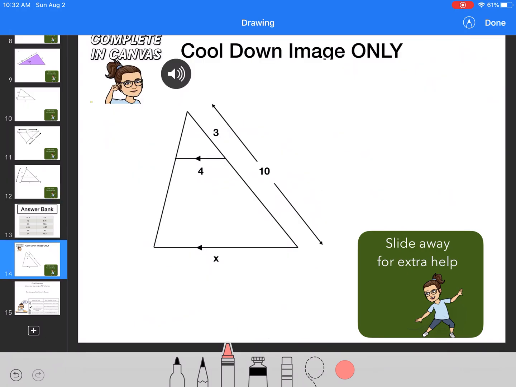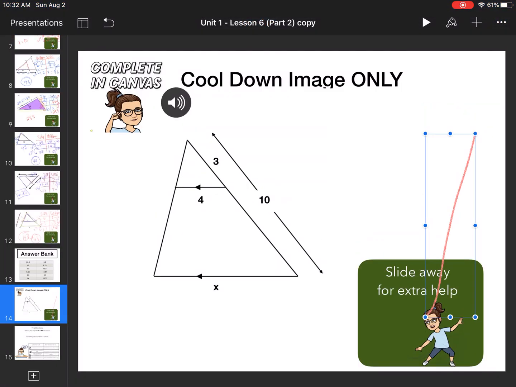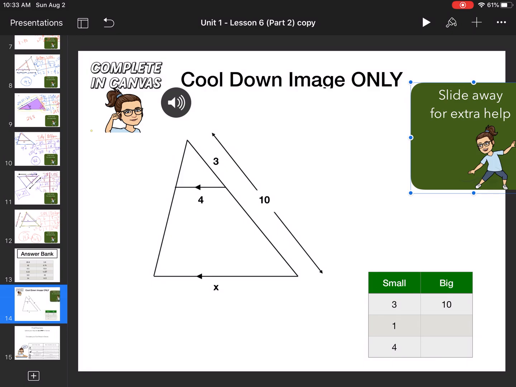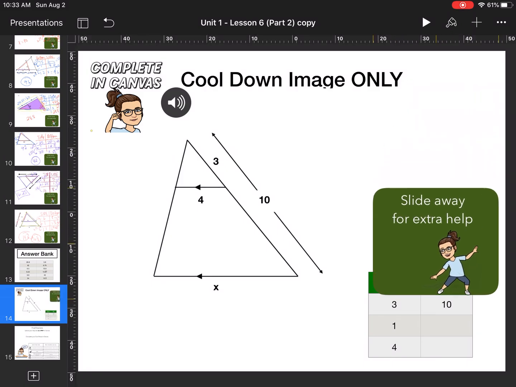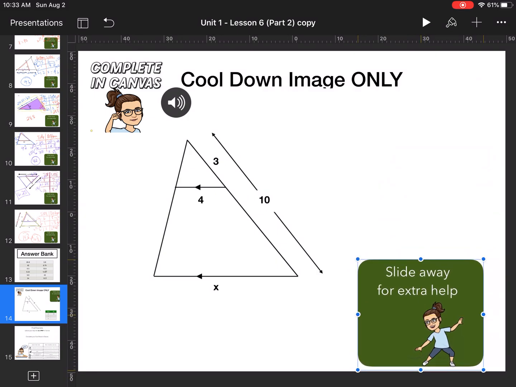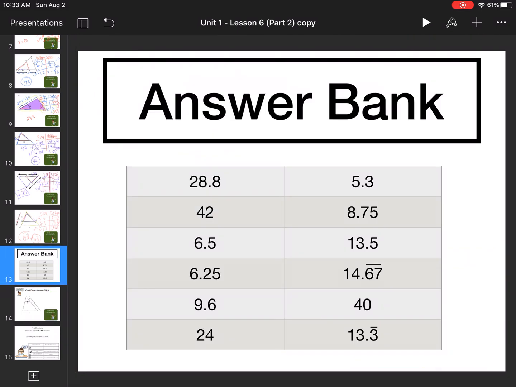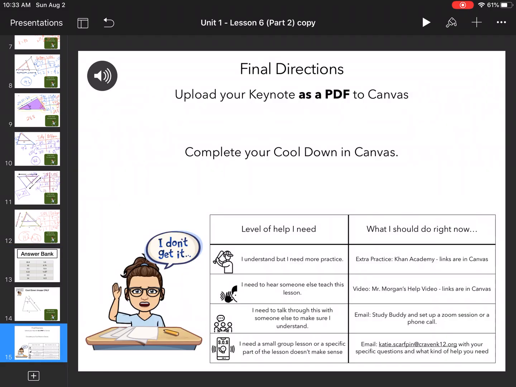All right, your cool down looks just like the other ones we've done today. You can slide this away for extra help, to support it while you're doing your cool down. That's fine with me because that's part of the lesson today. I also have an answer bank, so if you want to knock out your answers as you go, that's fine. I know several of you are going to need extra help today, and that's just fine.